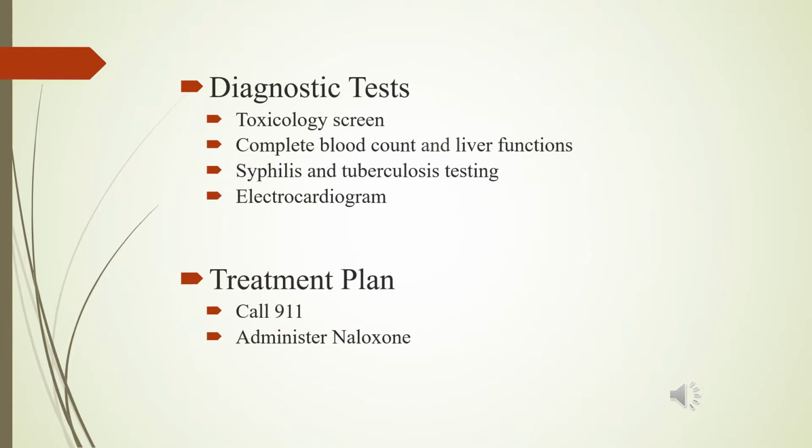The diagnostic tests that I would order would be blood work, including a toxicology screen, complete blood count, and liver functions. I would also order a syphilis and tuberculosis test, as well as an echocardiogram. The treatment plan for a suspected opioid overdose would be to call 911 immediately and administer naloxone.